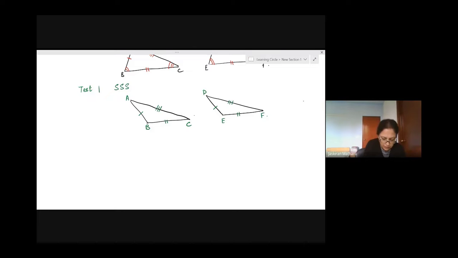So here we say that AB is equal to DE, then BC is equal to EF, and AC is equal to DF. This implies that triangle ABC is congruent to triangle DEF. This is the symbol for congruency.